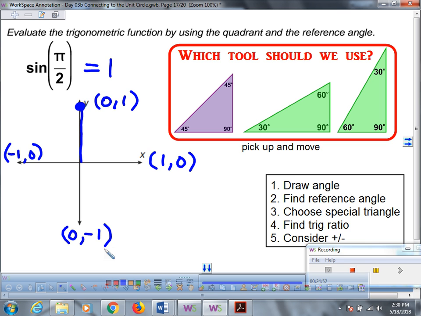I still can't see your answer. Oh, positive 1? This was just 1. You have a slash on it, so I didn't understand it. Yeah, you're right. Okay, so I'm going to end it here. You guys did a good job.